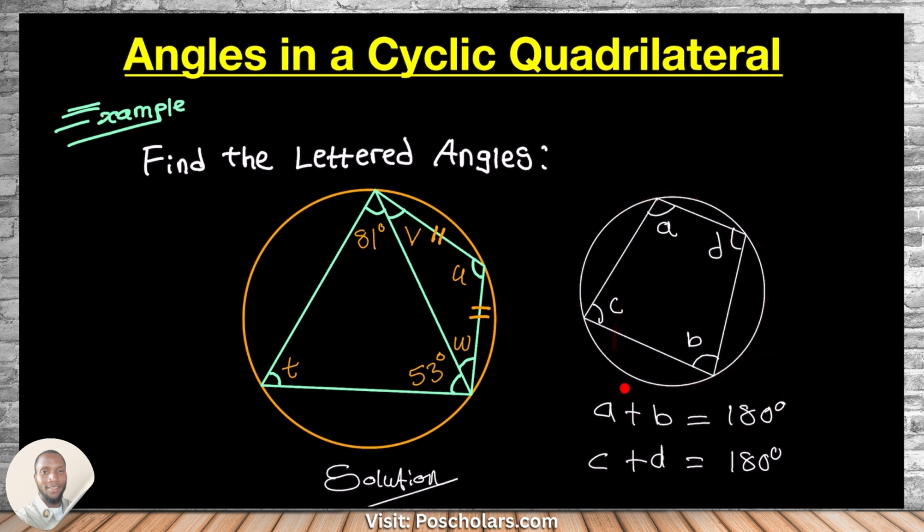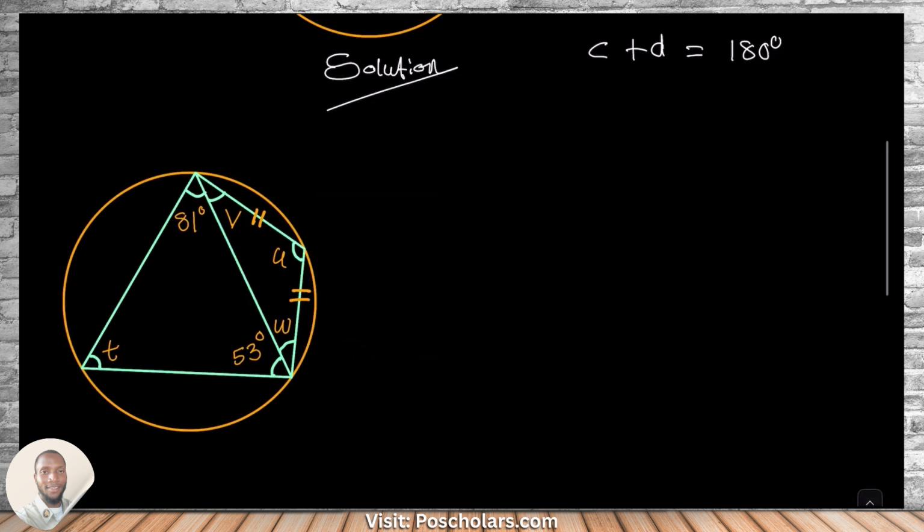Now let's use this application to solve this problem. Although there are other theorems we are going to use to solve this problem, which I've done in other videos, so let's solve this problem now. So the mission is to find the value of T, W, U, and V. Now, whenever you want to solve any geometric problem, start with what you know and tend towards what you don't know. Look at this triangle now.